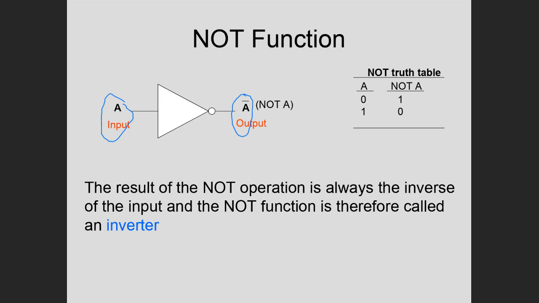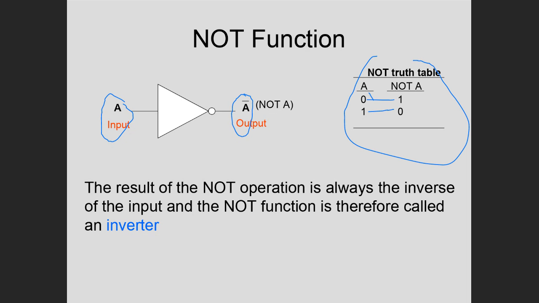So this is just a mathematical way of showing that. You see a variable with a bar on it, it takes the original variable and changes its state. And you see that in the truth table over here, right? If A is a 0, then NOT A is 1. And if A is a 1, then NOT A is a 0.